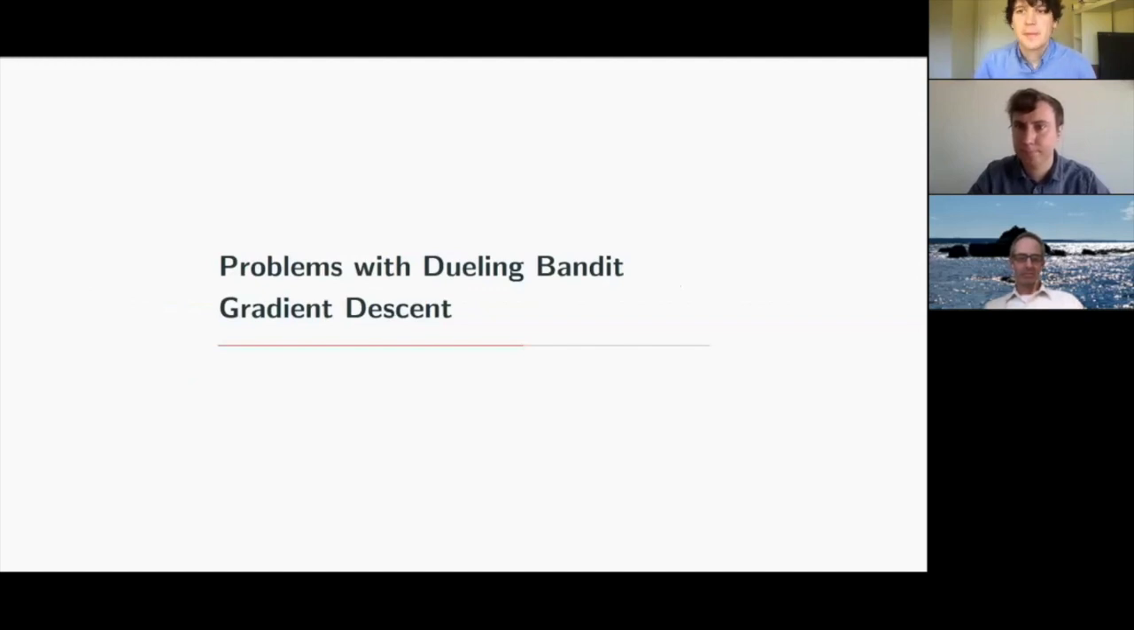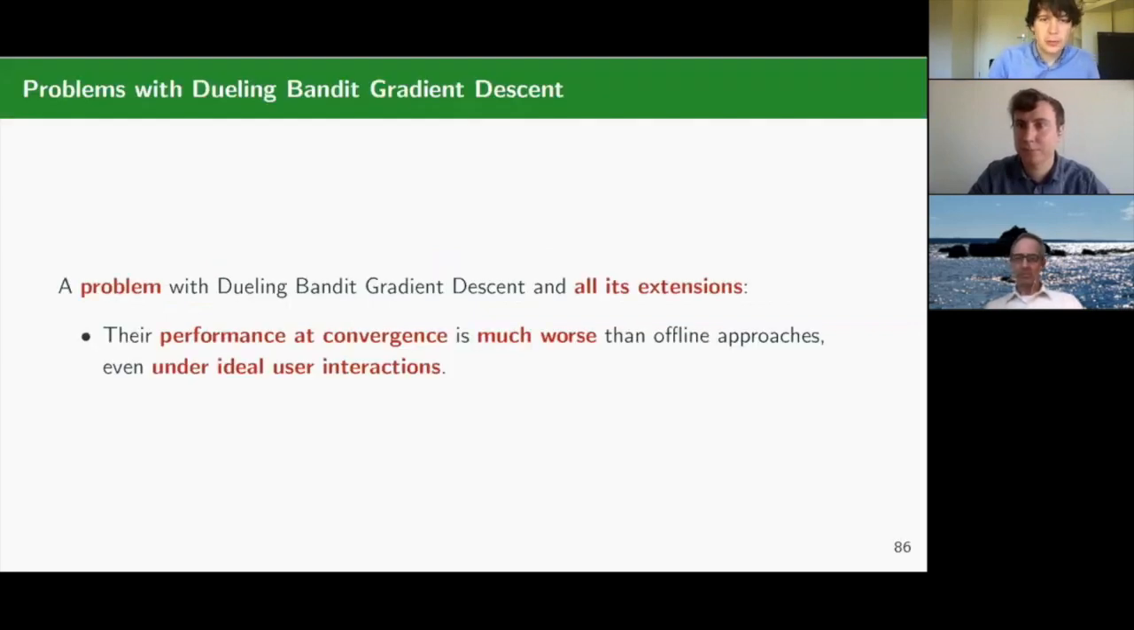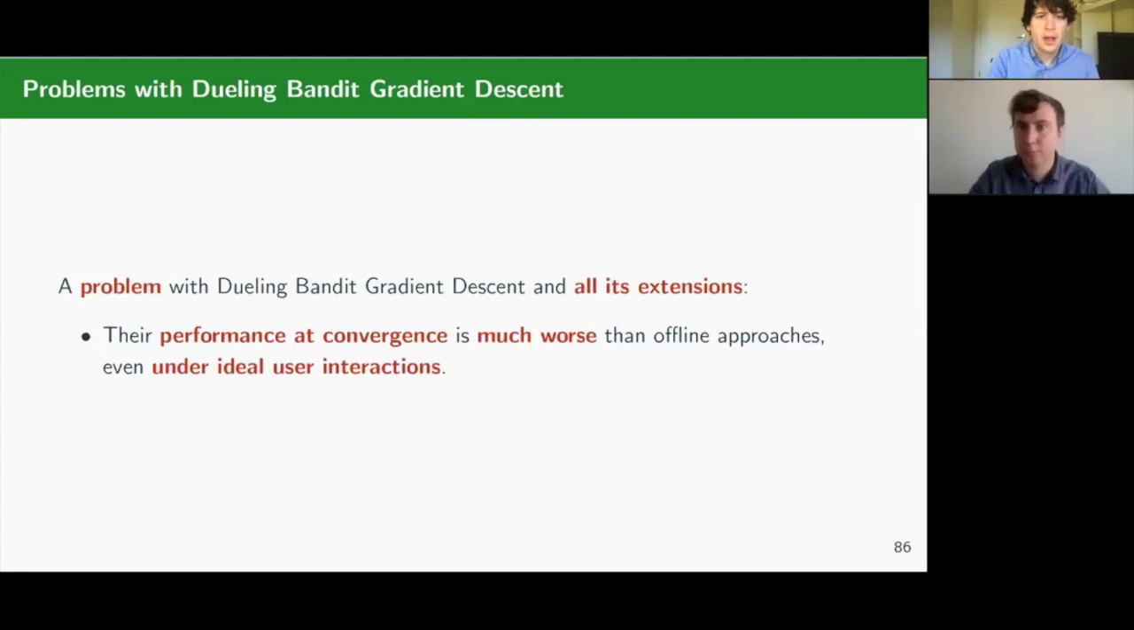Speaking of problems, there've been some serious problems discovered with the dueling bandit approach and all of its extensions. Mainly, if you look at the performance at convergence in a simulation, for instance, in a toy example, we see that the performance at convergence is much worse than we know is possible on the data set, even under ideal user interactions.